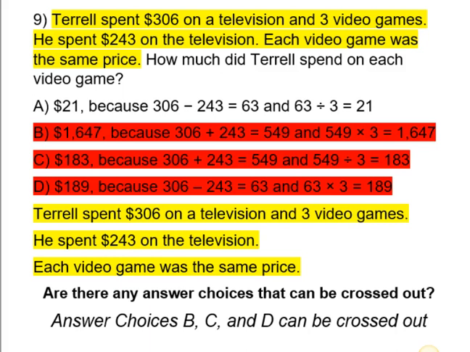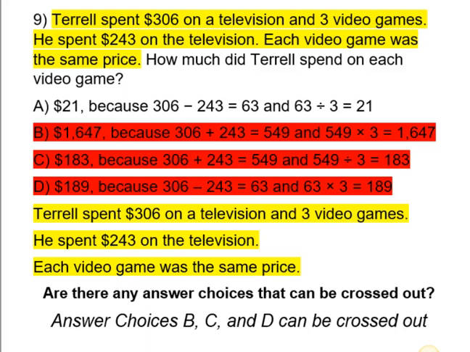So let's take a look. For answer choice B, immediately we know that that's incorrect because 1,647 is more than the total amount that Terrell spent on the TV and the 3 video games. For C, they added 306 plus 243, and that equals 549. Again, that's incorrect because we know the total amount is $306, and that Terrell spent $243 on the TV. We need to subtract. So B and C are incorrect.